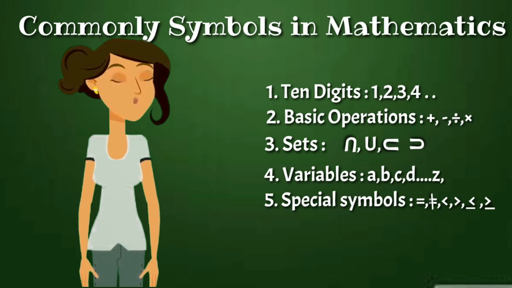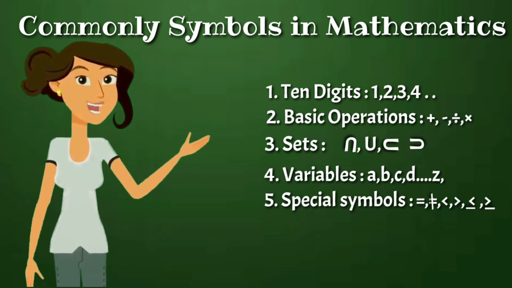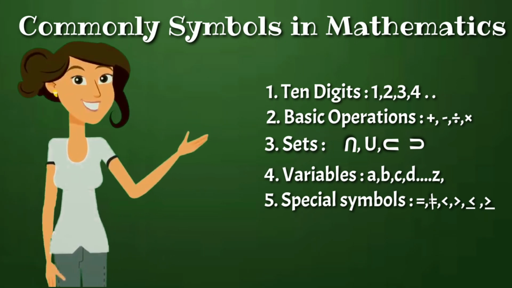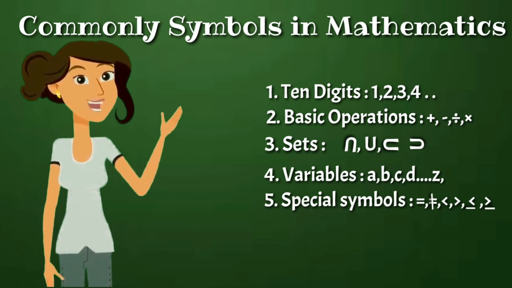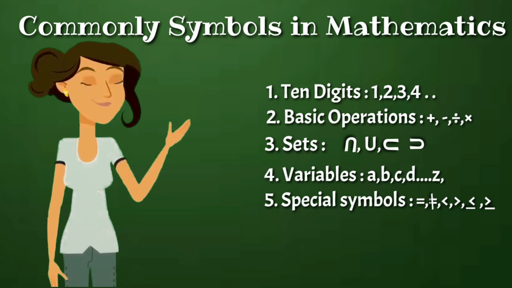The most common symbols in mathematics are the following: the 10 digits 1, 2, 3, and so on. The basic operations: addition, subtraction, division, and multiplication. The set: intersection, union, subset, and superset. The variables: any letter from the alphabet that represents a value, A, B, C, D, and so on. The special symbols: equal, not equal, less than, greater than, less than or equal to, and greater than or equal to.